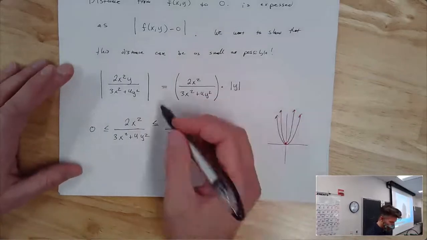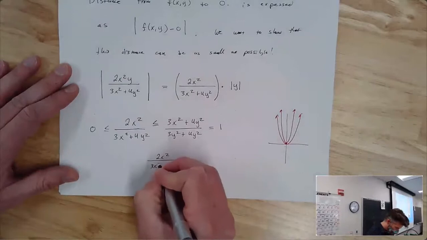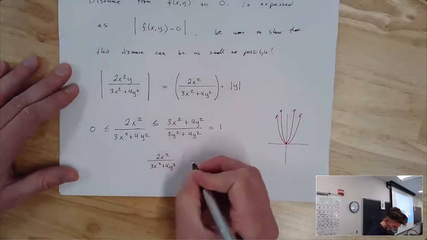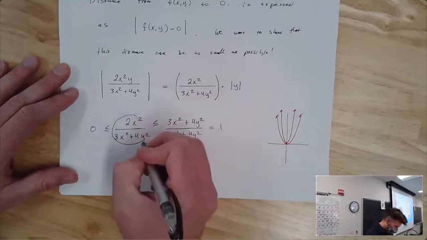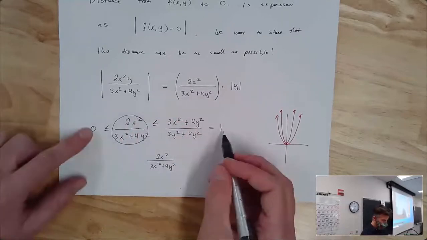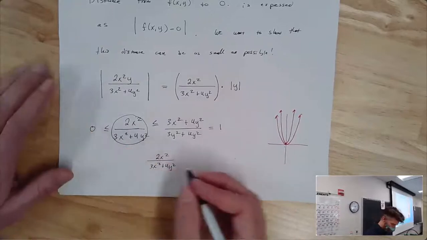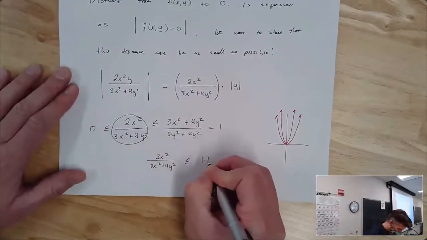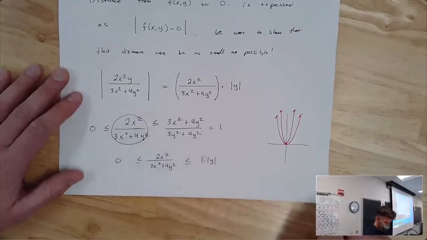This thing right here, 2x squared over 3x squared plus 4y squared. I'm going to take that, which I already know is between 0 and 1, and multiply everything by the absolute value of y. And 0 times anything, still 0.